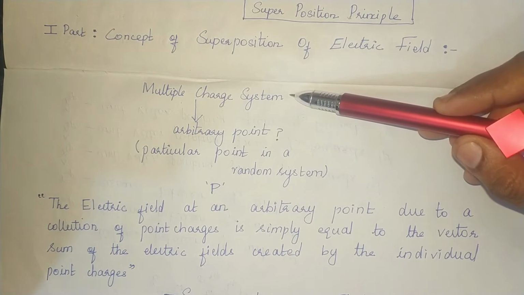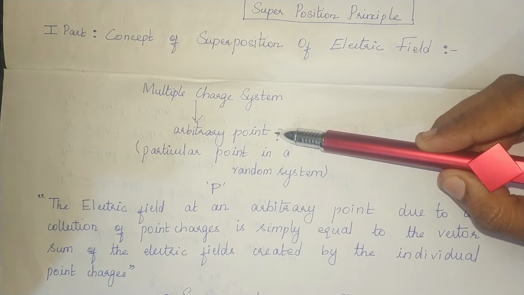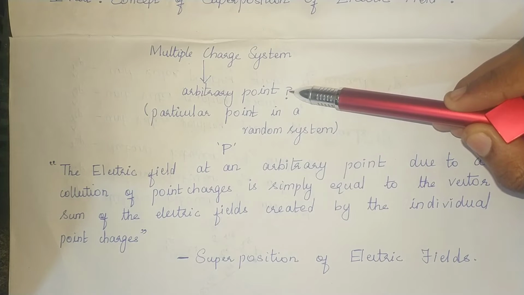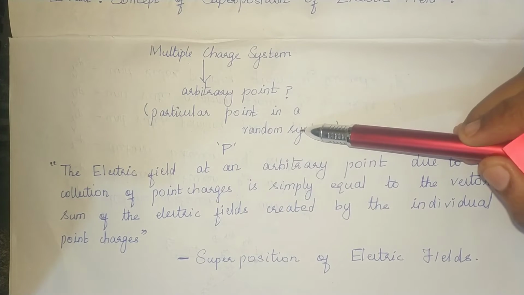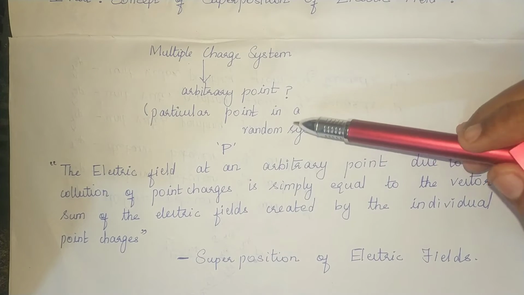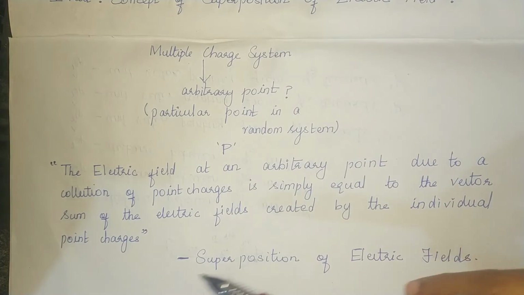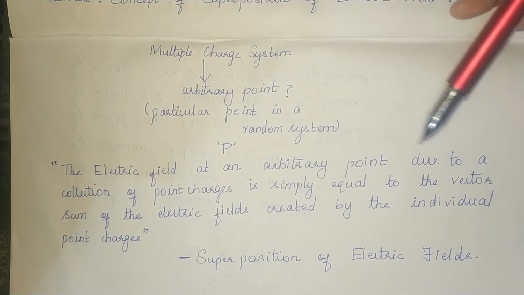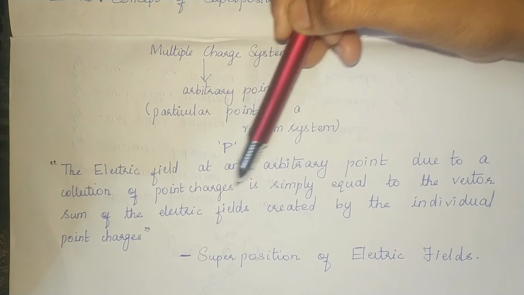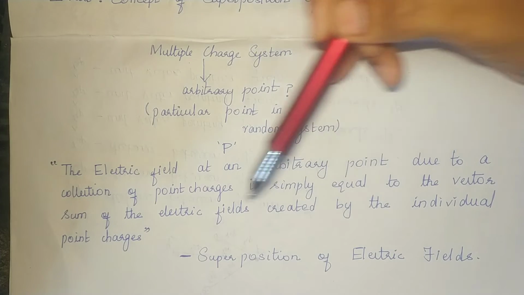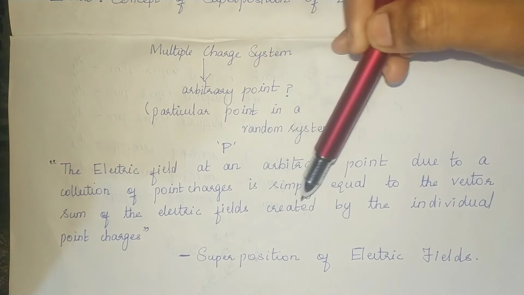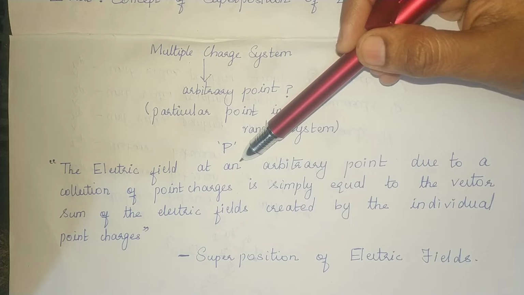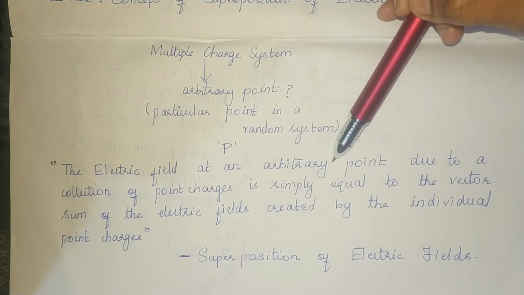Here we consider a multiple charge system and take an arbitrary point in the multiple charge system. What is an arbitrary point? Any particular point in a random system is an arbitrary point. Let the point be P. Now, the electric field at an arbitrary point due to a collection of point charges is simply equal to the vector sum of the electric fields created by the individual point charges. The system is a multiple charge system and we are considering an arbitrary point P.